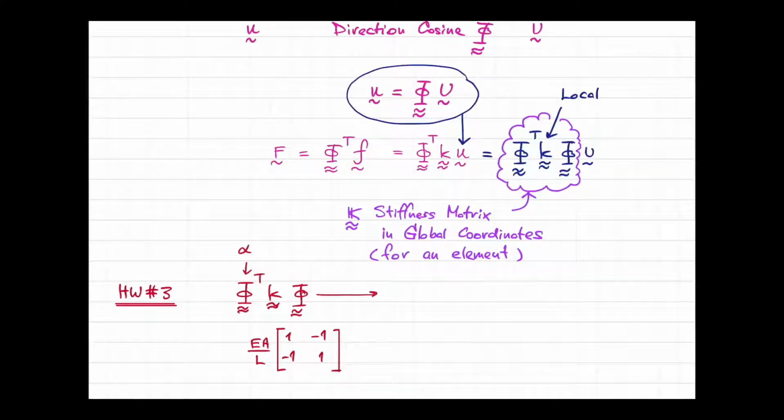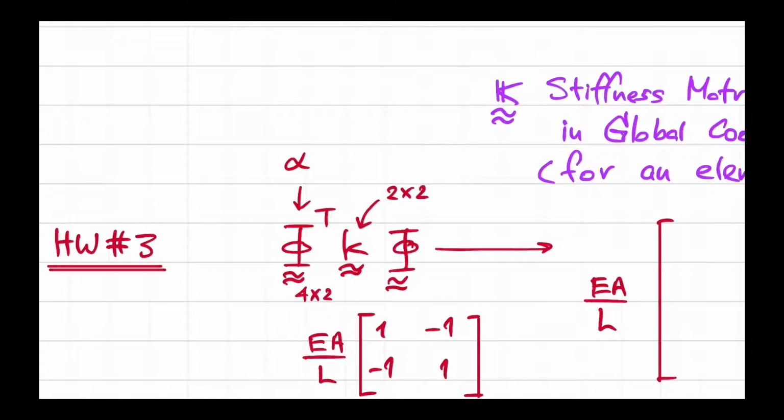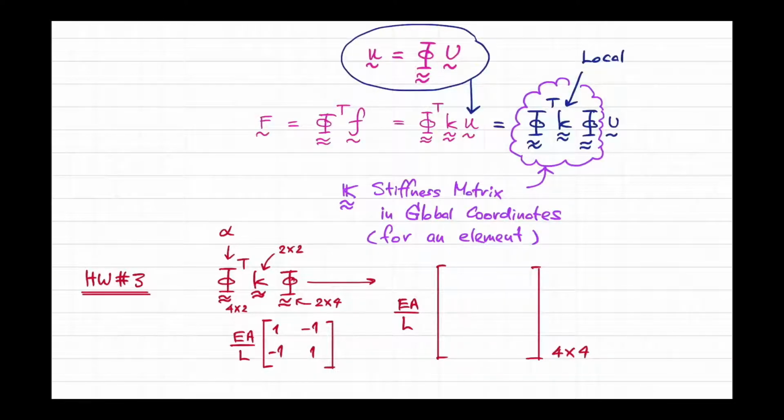That is going to be something like EA over L outside. And then you're going to have the matrix inside there. This matrix is going to be 4 by 4. Am I right? Because that phi is 4 by 2. This one is 2 by 2. And this one is 2 by 4. So you will end up with the 4x4 size.